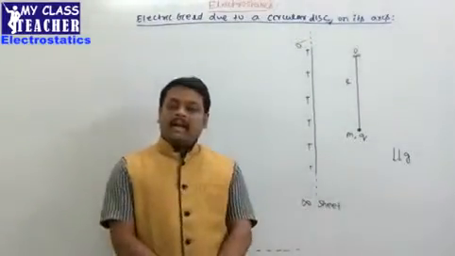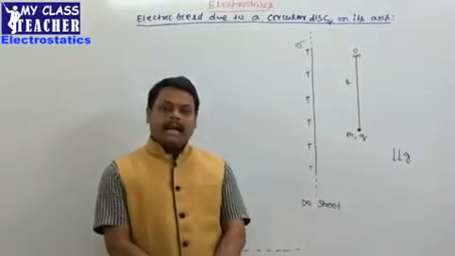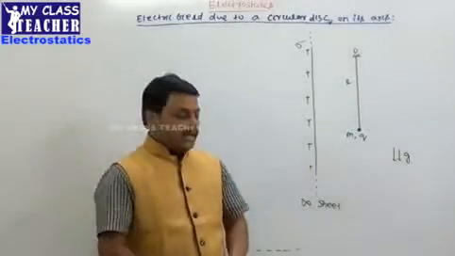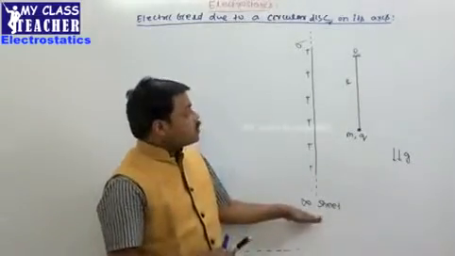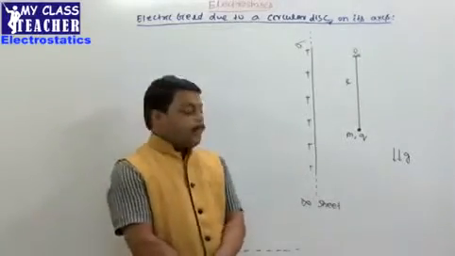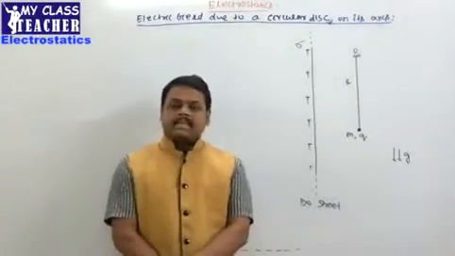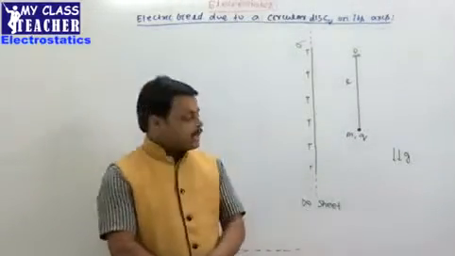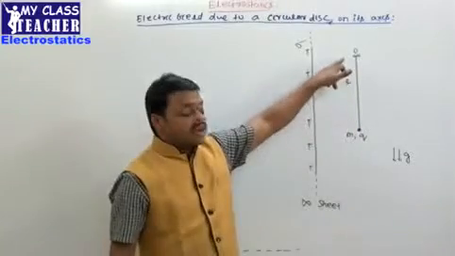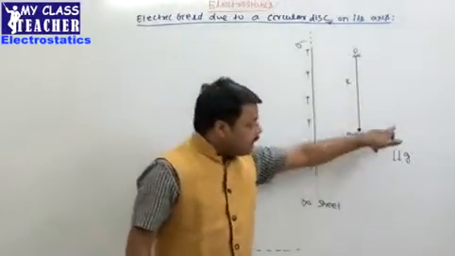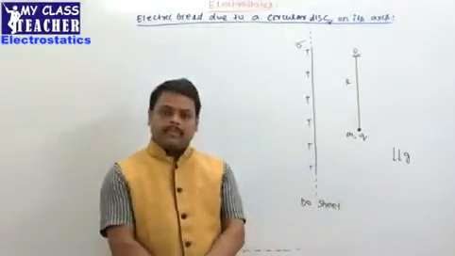Look, an infinitely large sheet having charge density sigma is held vertically. A particle of mass m and charge q is suspended by a string of length l. Gravity is acting vertically downward.